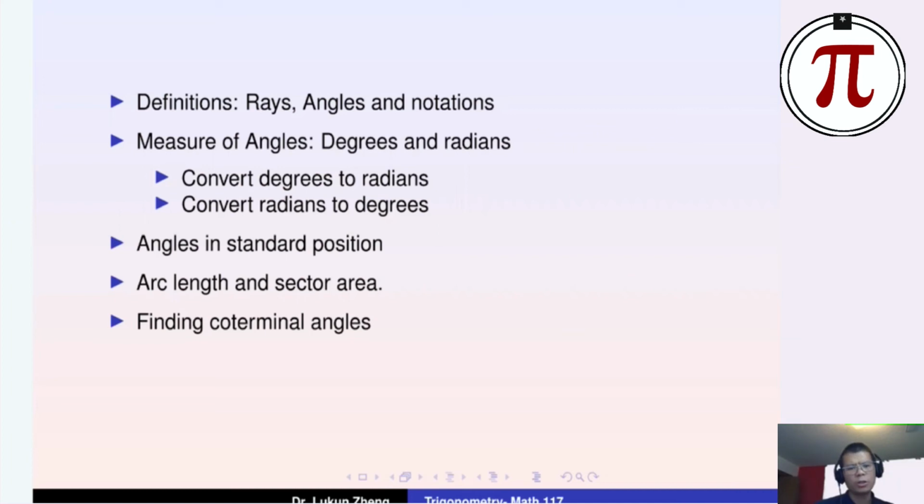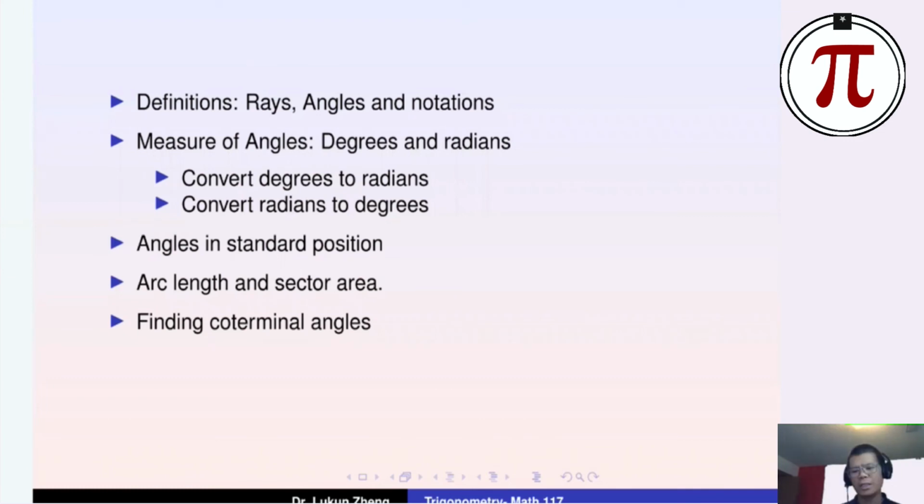And then we talk about arc length and sector area, right? You have to use radians. You have to find the radians of the angle, and then use the formula to find arc length and sector area. And another one is to find the co-terminal angles. Do you remember that? Okay, that's section 1.1.